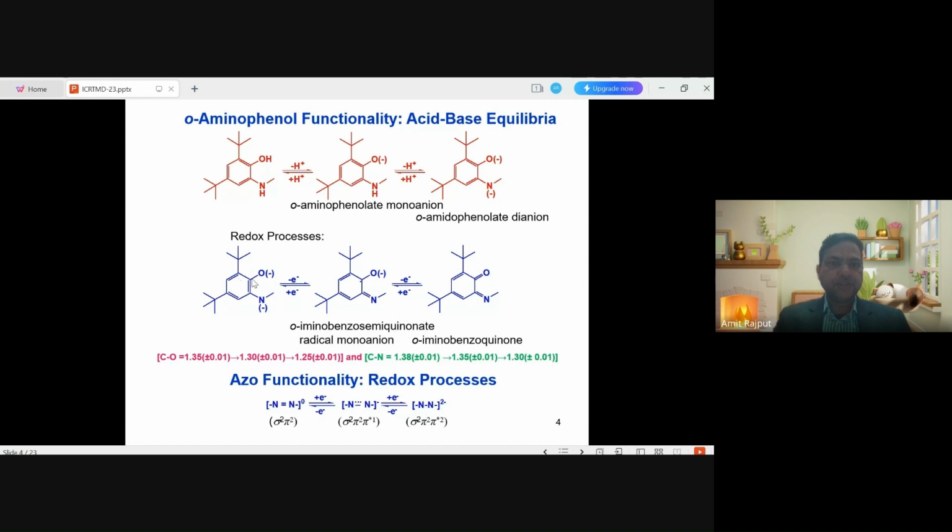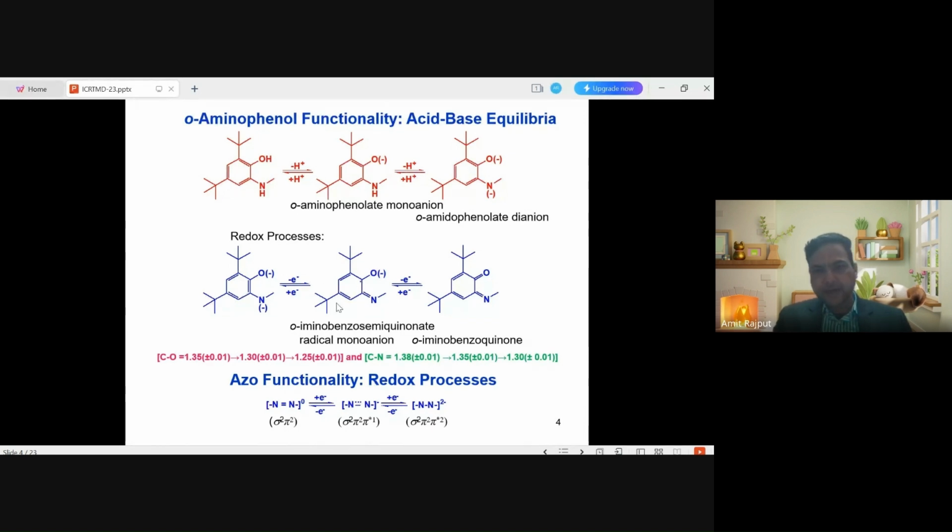So the carbon-oxygen bond length changes from dianion to monoanion to benzoquinone, that is from 1.35 to 1.30 to 1.25 plus minus 0.01 angstrom. And the carbon-nitrogen bond length changes from 1.38 to 1.35 to 1.30 plus minus 0.01 angstrom. And for a normal dianion, the carbon-carbon bond length of the phenyl ring is 1.39 plus minus 0.01 angstrom.